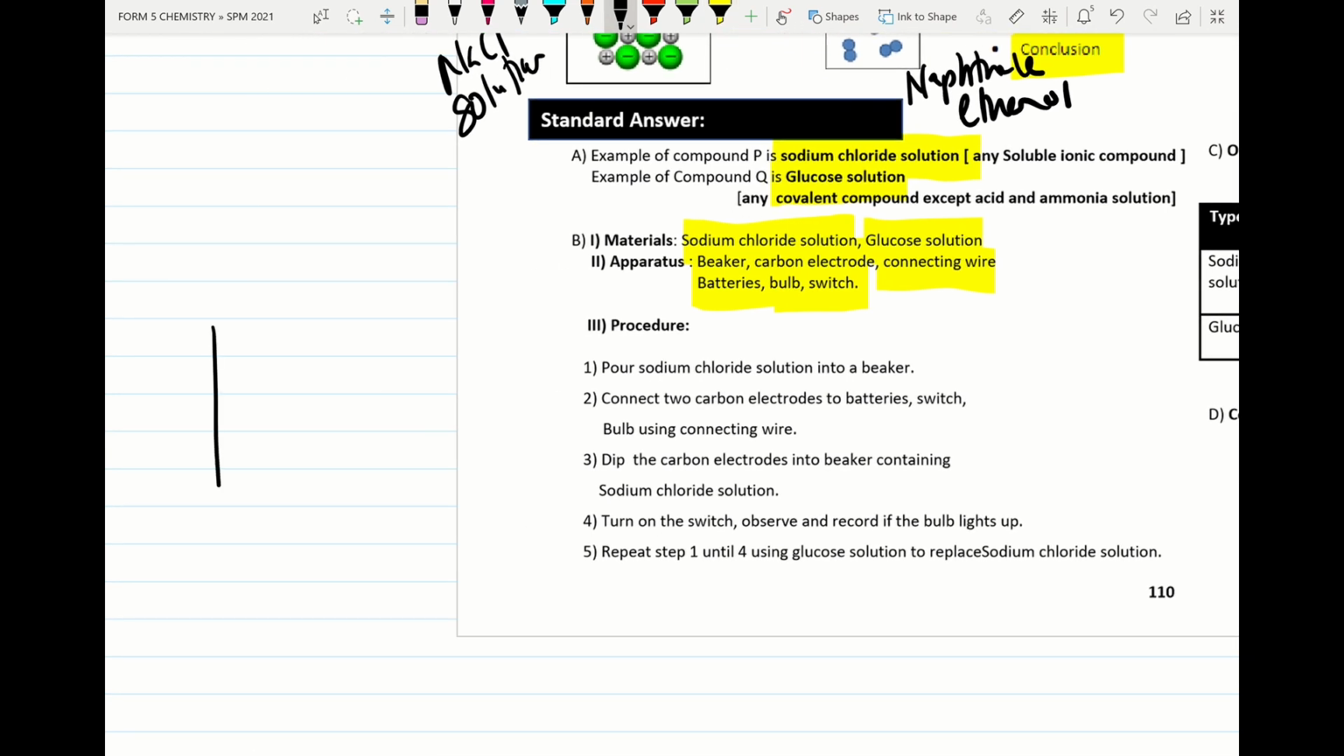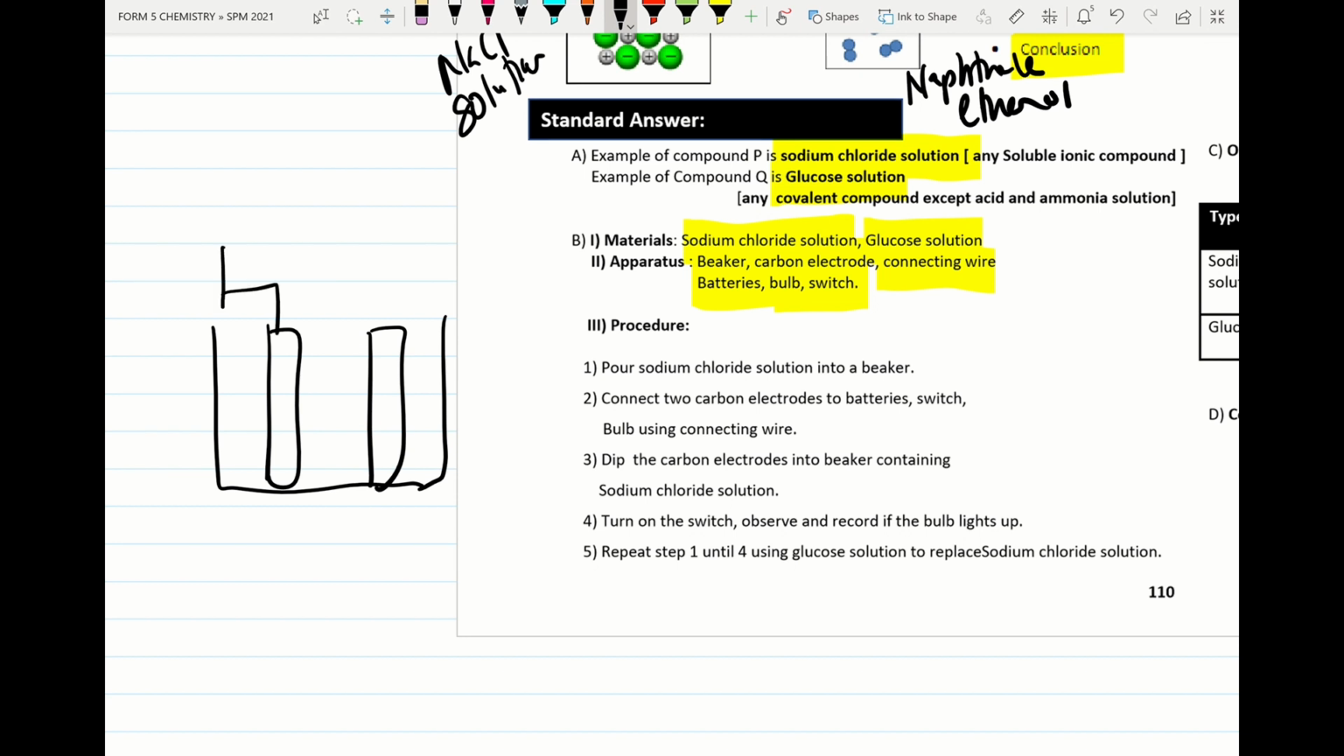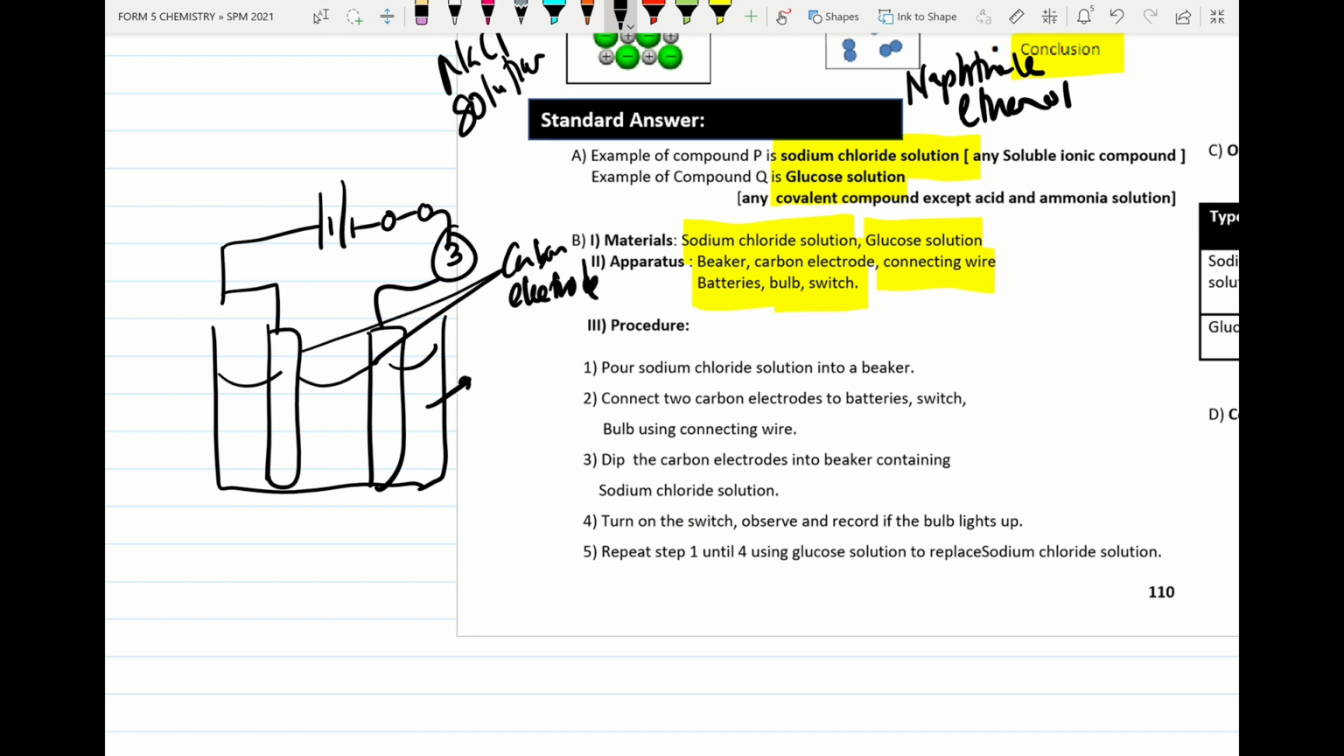So we will do this experiment. We take two carbon electrodes and connect them to the switch. Here I put a bulb. We pour sodium chloride solution. Once we pour sodium chloride solution and turn on the switch, the bulb will light up. Then we replace it with glucose solution. Please remember glucose solution, C6H12O6, is a covalent compound, therefore the bulb does not light up. We repeat the experiment with glucose solution.